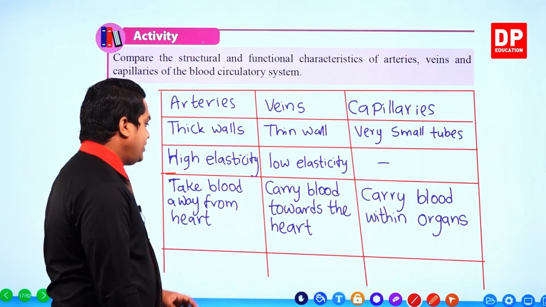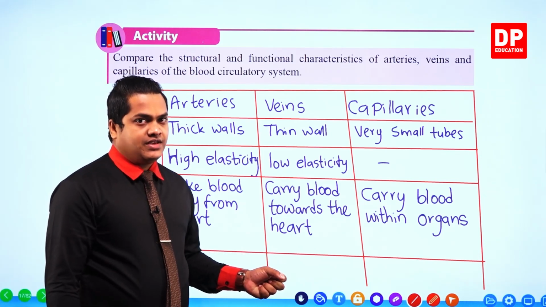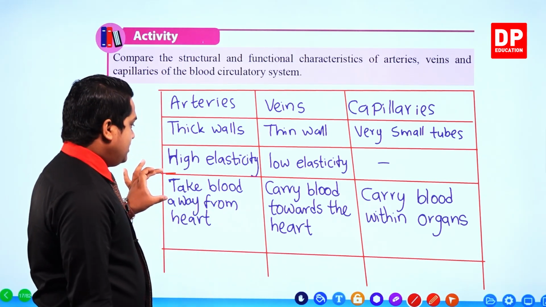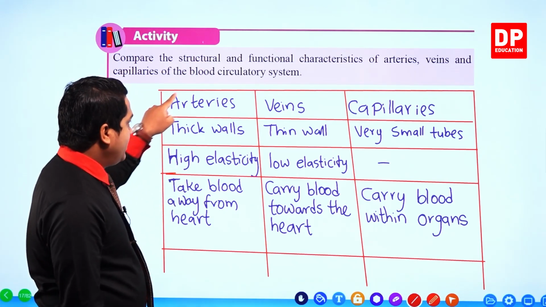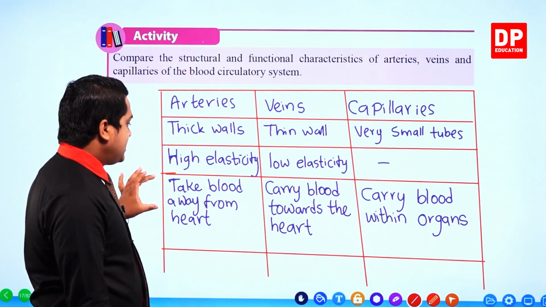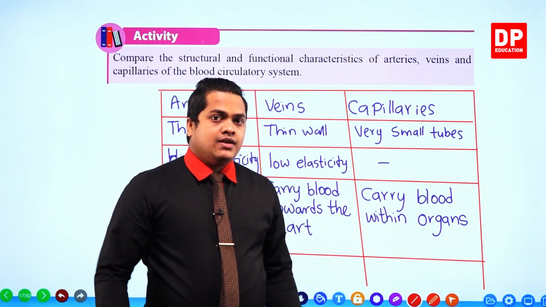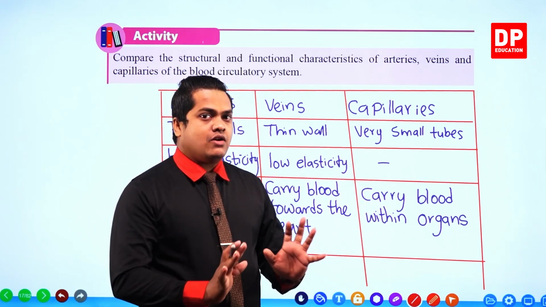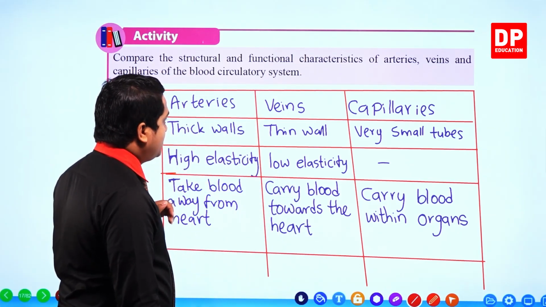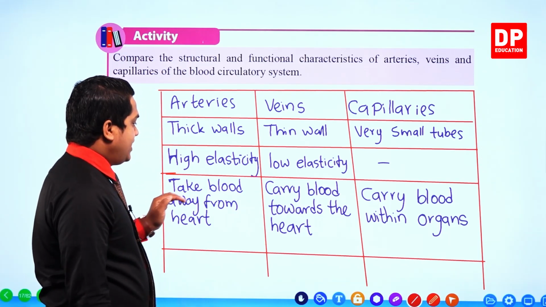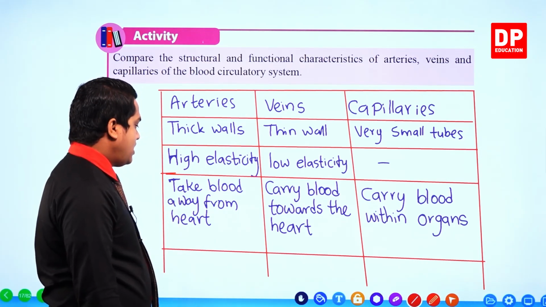Then if you take the functionality, the main function of these, blood is taken away from the heart by arteries. Arteries take blood away from the heart, which is the distribution process of blood. Blood is distributed all around the body through arteries. So my dear children, the function of arteries is to take blood away from the heart.